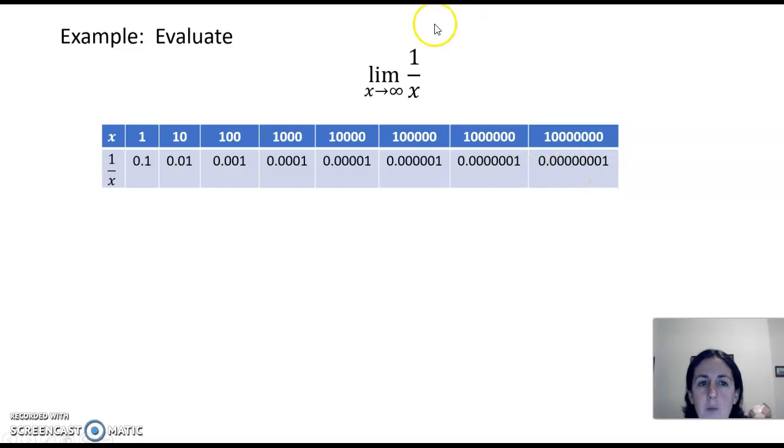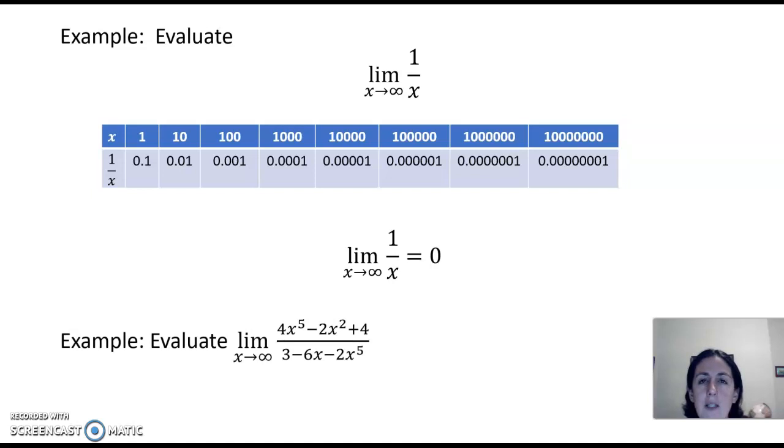Well, if you think about it this way, if you take one cookie and you divide it by a million people, how much cookie is each person going to get? Essentially nothing. And so as this increases to infinity, that 1 divided by x is going to basically turn into nothing or approach 0. Well, that wasn't so bad, just picking those values and seeing what happened.